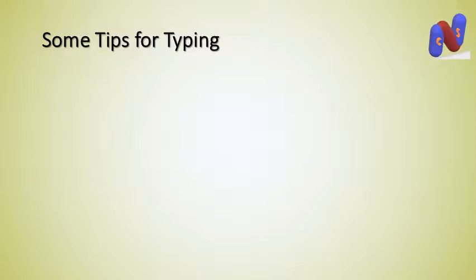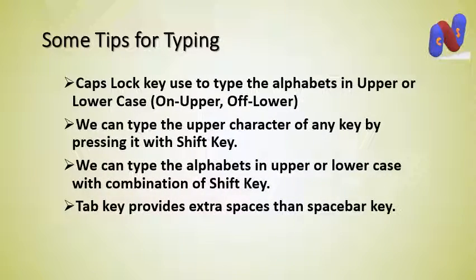Now some tips for typing. The Caps Lock key is used to type the alphabets in upper or lower case. If it is on, then it will be uppercase, and if we turn off the Caps Lock key, it will type in lower case. We can type the upper character of any key by pressing it with the Shift key. Meaning if Caps Lock is off and you have to type an uppercase character, we press that with the Shift key.